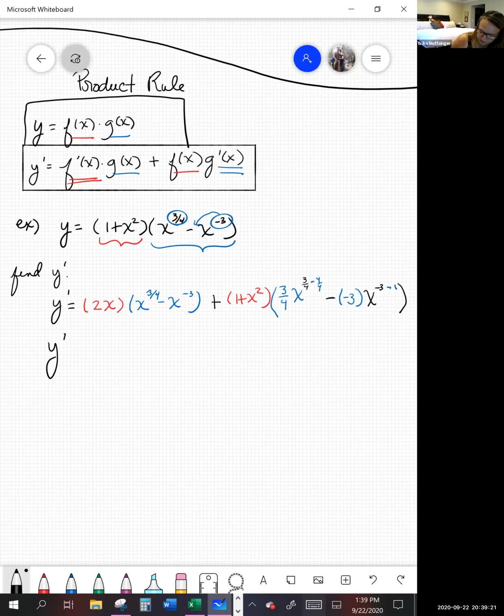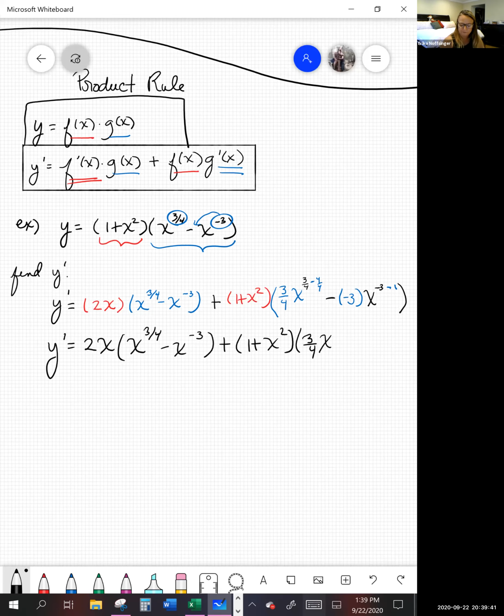So y prime equals 2x all times x to the 3/4 minus x to the negative 3rd, plus 1 plus x squared all times 3/4 x to the, well, 3/4 minus 1, I'm sorry, 3/4 minus 4/4 is negative 1/4. And then we have a minus a negative, so plus 3x. And negative 3 minus 1 gives us negative 4.